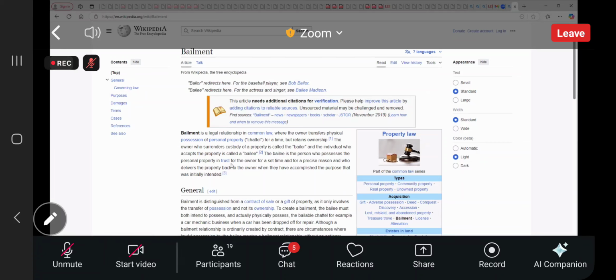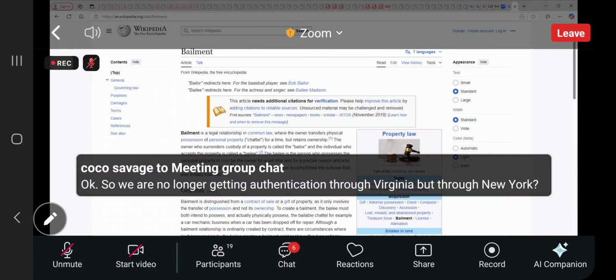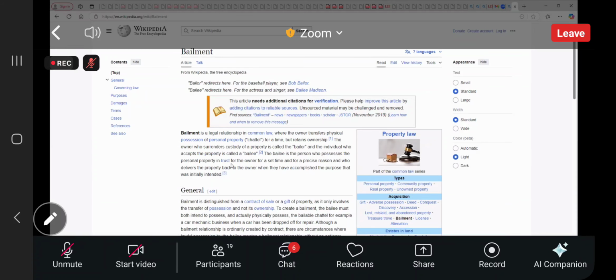I can give you a bunch of documents, but if you don't know how to use the documents, then it's like a gun. It's like a loaded gun that you don't know how to use. So again, personal property in the trust for the owner for a set of time and for a precise reason, and who delivers the property back to the owner when they have accomplished the purpose that was initially intended. Anybody that got 10 warehouse receipts, wow. Mike has got somebody 10 warehouse receipts.